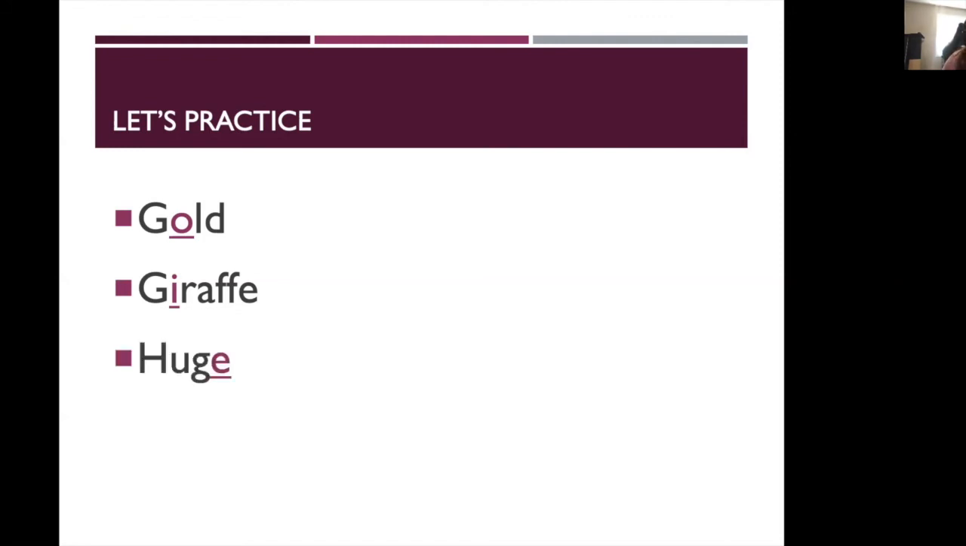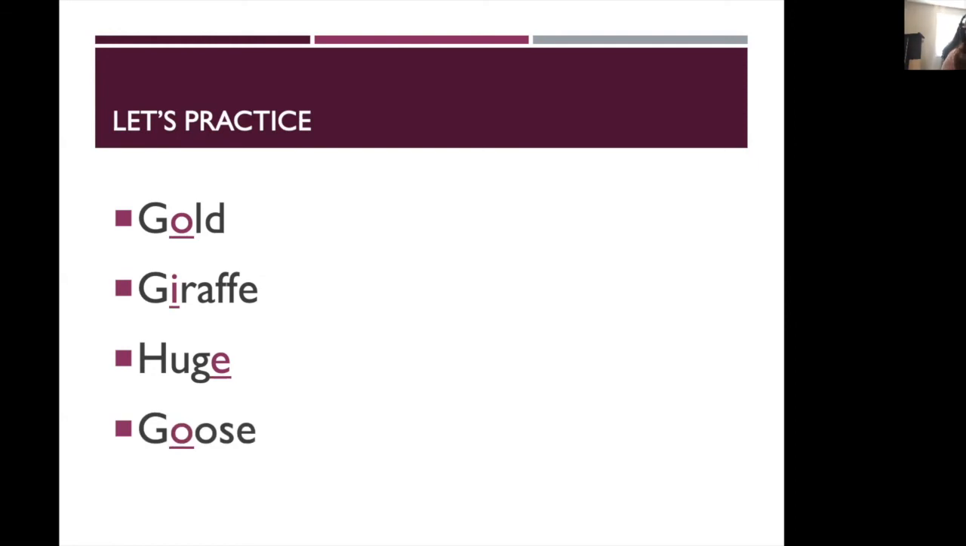Okay, I have a couple more to try. Now this time the G is toward the end of the word, but the rules are still the same. Look for one of those three letters. Do you see it there? Is it going to make a G sound or a J sound? It makes a J sound because there's an E there. That is the word huge. Huge.